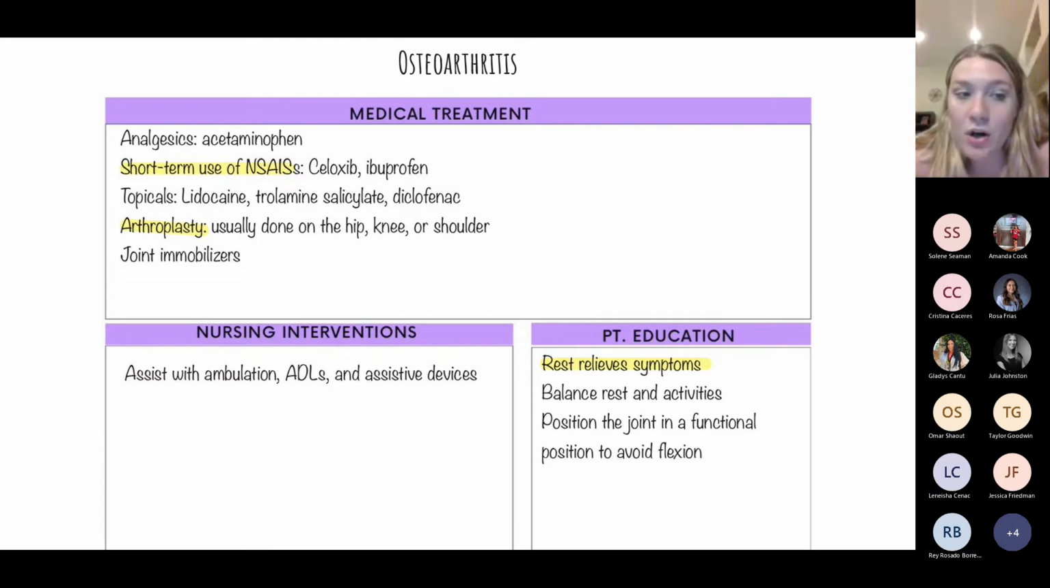These patients can also have an arthroplasty procedure. So just review your procedures, what you do pre-op, post-op, etc. Maybe if they had a posterior arthroplasty, making sure that they have that abductor pillow, etc. With these patients, I just want you guys to focus on resting and relieving symptoms. We need to balance rest and activities. I don't want them sleeping all day, every day, but maybe in between some activities, just rest.